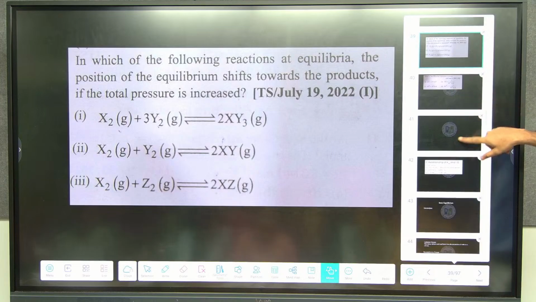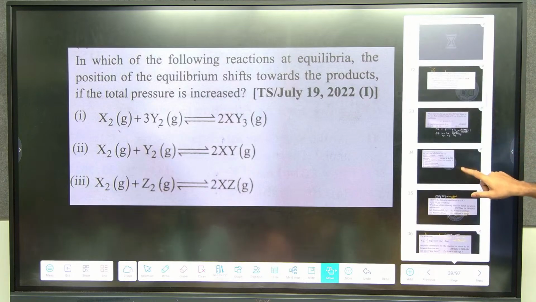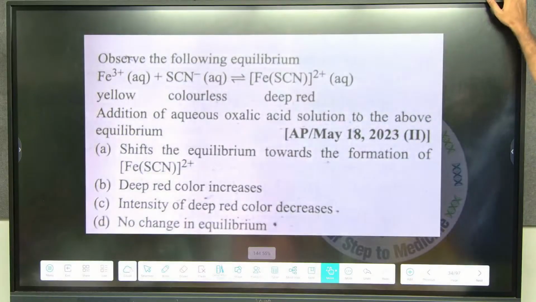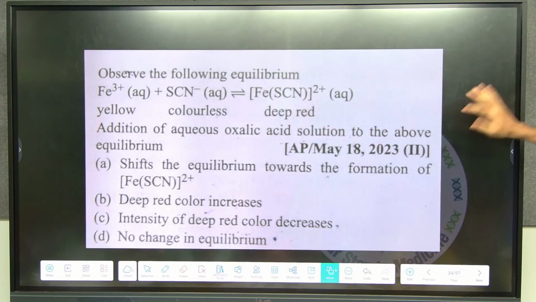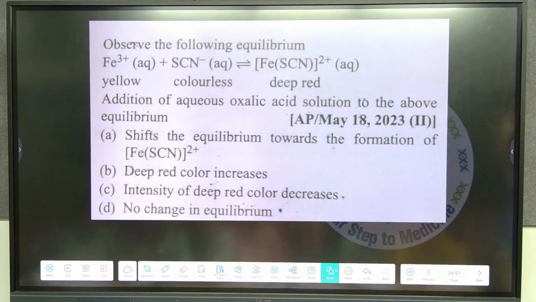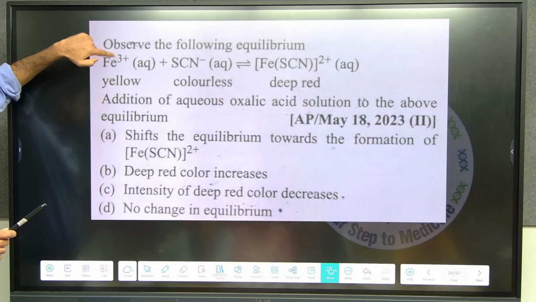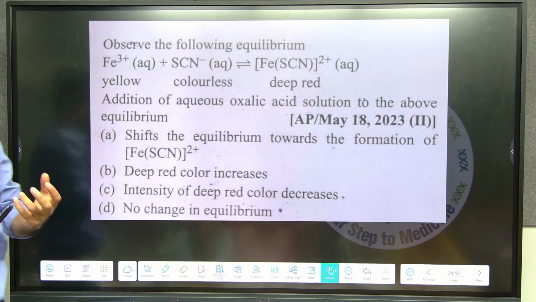Okay. Next one. There is one question. Read this question. Addition of aqueous oxalic acid solution to the above equilibrium. What happens? See, oxalic acid, if you add, that forms a complex with this Fe plus 3. It means what is happening to the Fe plus 3 concentration?